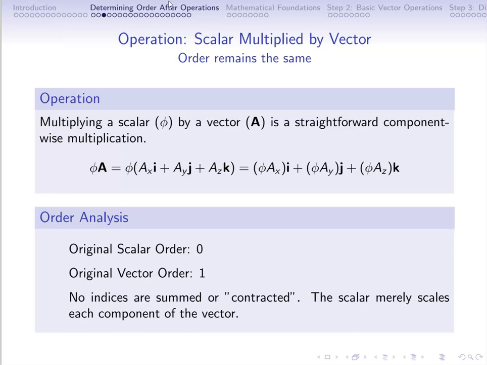Next operation, scalar multiplied by a vector. Multiplying a scalar phi by a vector is a straightforward component-wise multiplication. So phi a, you can write like phi ax i, phi ay j and phi az k. Order analysis: the scalar is 0 and the original vector is 1. No indices are summed or contracted, so 0 plus 1 is 1, which means a vector. The scalar merely scales each component of a vector.